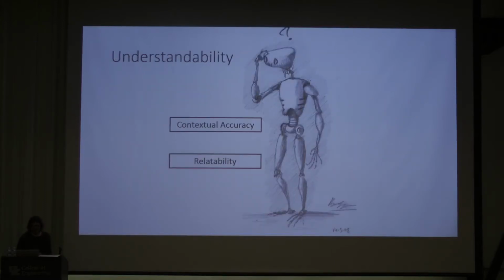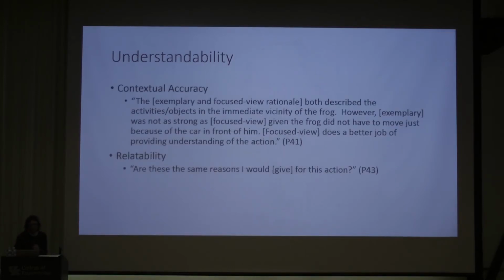I also found this one super interesting. Understandability, and recall that understandability is people's own perception of how well they understand the agent's decision-making process, so how much the explanation peels back the curtain, is mainly influenced by contextual accuracy and relatability. And really, relatability is the one that's most interesting to me. People felt like they understood how the agent was making decisions when it mirrored their own decision-making, which makes sense. When we see ourselves in the other, we understand the other.